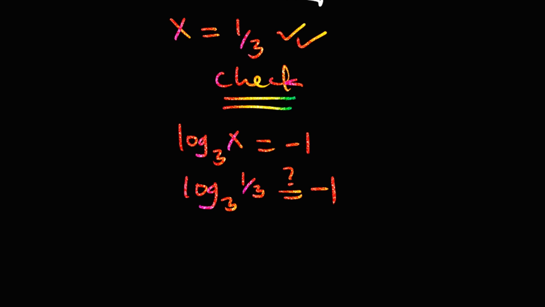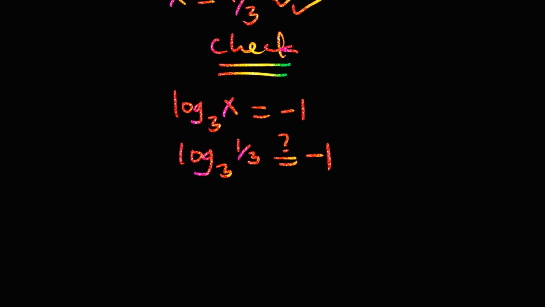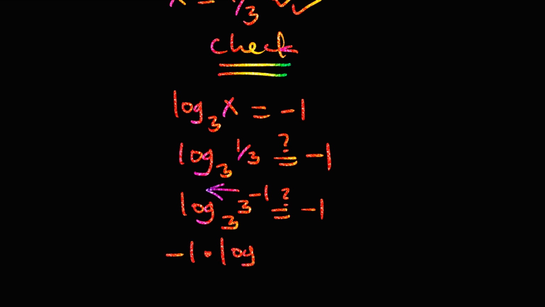So we can write a third using the laws of logarithms or laws of indices as log to base 3. We can write a third as 3 raised to -1, and we're going to check if that is equal to -1. So we can apply the third law of logarithms, so that we bring -1 before the log, so that we have -1 times the log of 3 to base 3, and we check if that will give us -1.